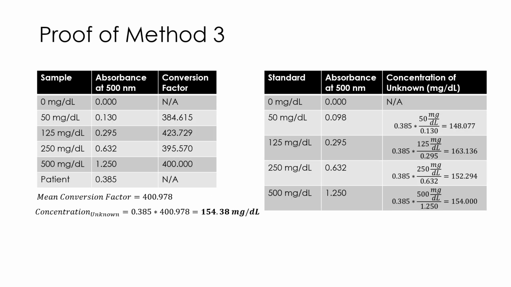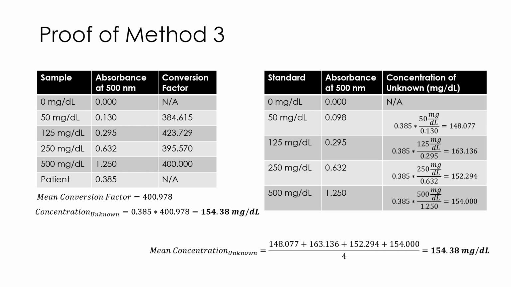This slide demonstrates how using the mean conversion factor is identical to calculating the concentration of the unknown with each standard and averaging the results. On the left are the conversion factors for our set of standards and the concentration of the unknown we calculated on the previous slide using the mean conversion factor. The table on the right shows the concentration of the unknown when each standard is used to calculate its concentration. When we average those individual concentrations together from the table on the right, we get the exact same concentration for the unknown as when we used the mean conversion factor.